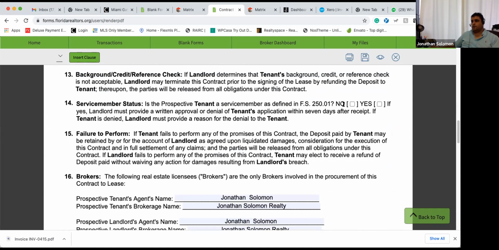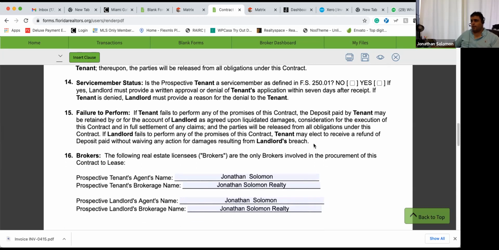Number 14, this is for service members. If your potential tenant is a service member, then obviously we need to select yes. If they're not, we need to select no.